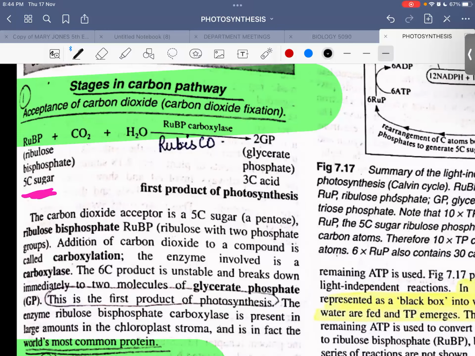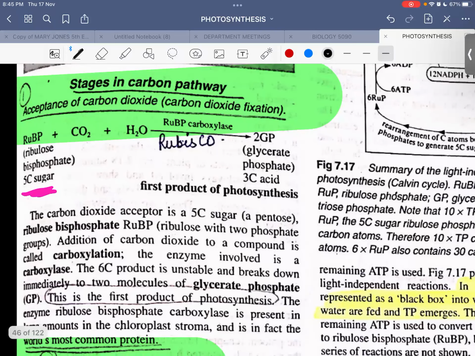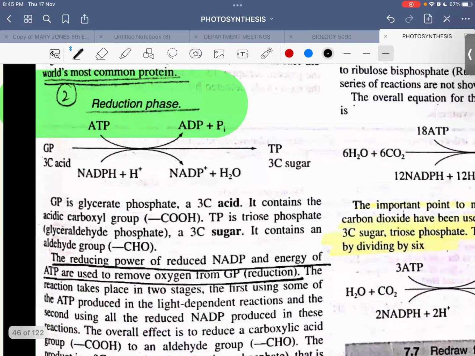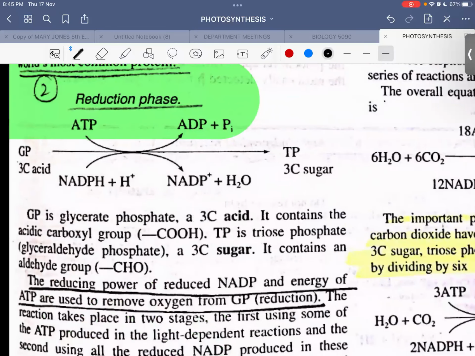Now you tell me, up till now, have we made use of the ATP and the NADPH that we got from the light dependent stage? No, not yet. So now we're going to use the reducing power of the NADPH and the power of the ATP to convert this glycerate phosphate into 3 carbon sugar triose phosphate. So we want to reduce GP to TP. So I can simply write: in the reduction phase, we are using the reducing power of the NADPH and power of ATP to reduce GP to TP.